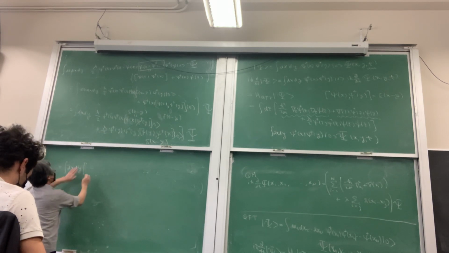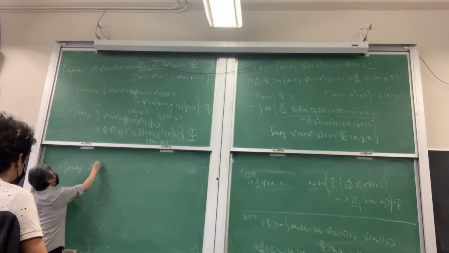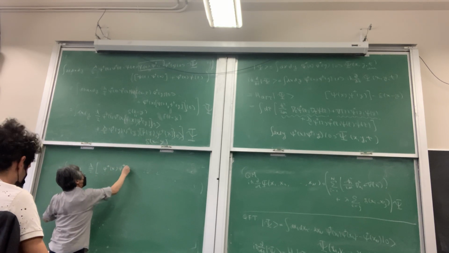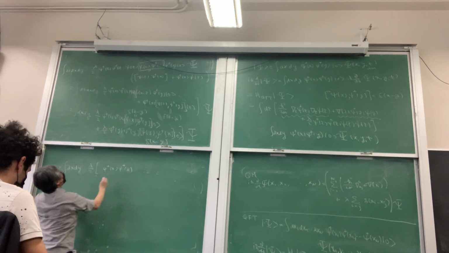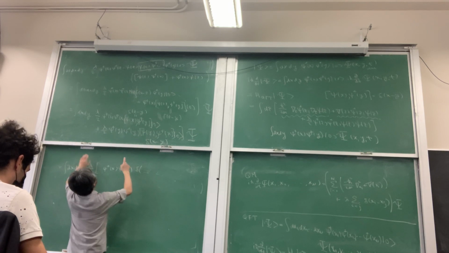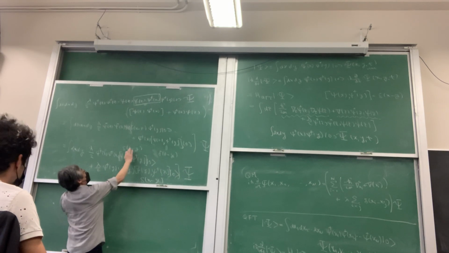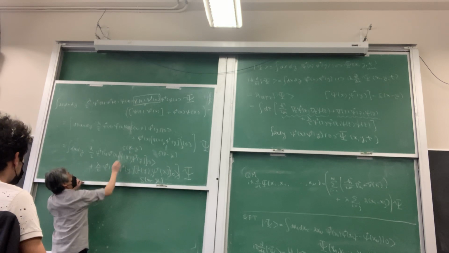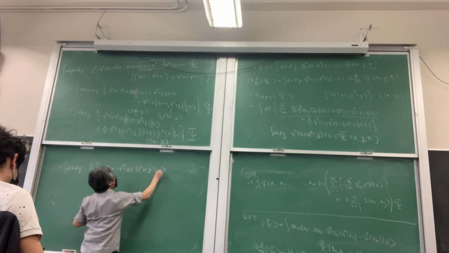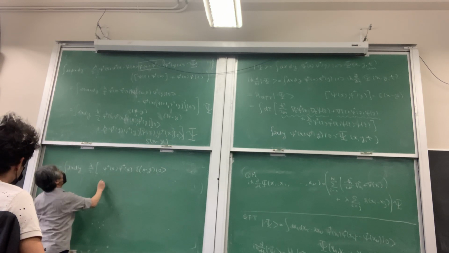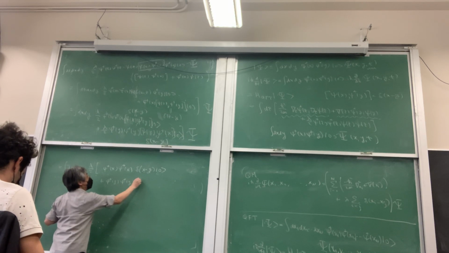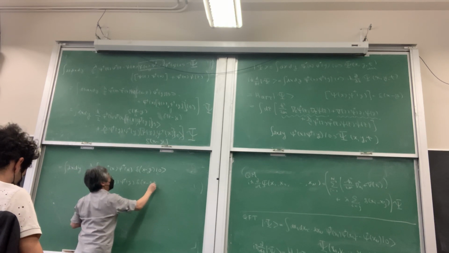So what I have then is lambda over 2 sine lambda x sine lambda x. To avoid a mistake, let me slow down a little bit. Delta of x minus y, sorry. Okay, the second piece is sine lambda y, sine lambda y, delta of x minus y.